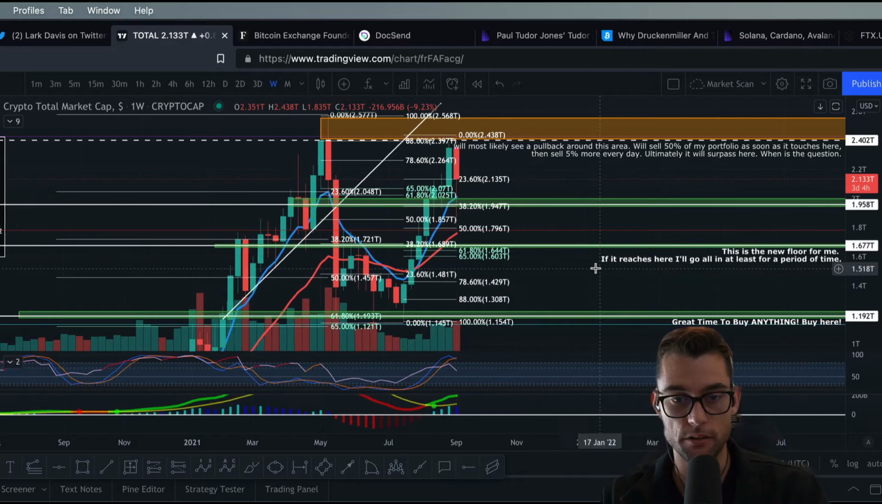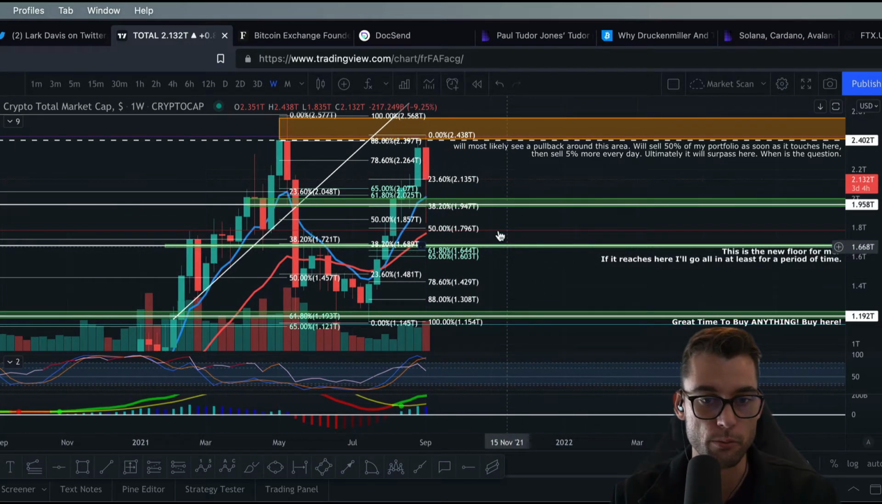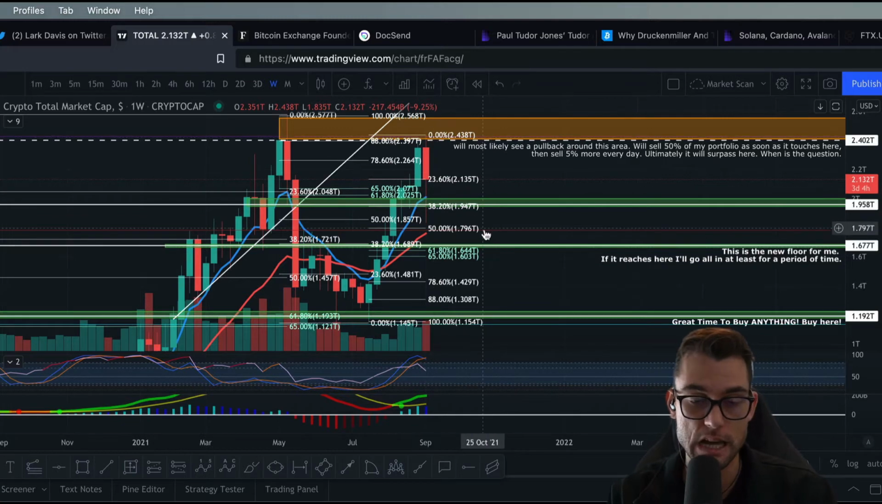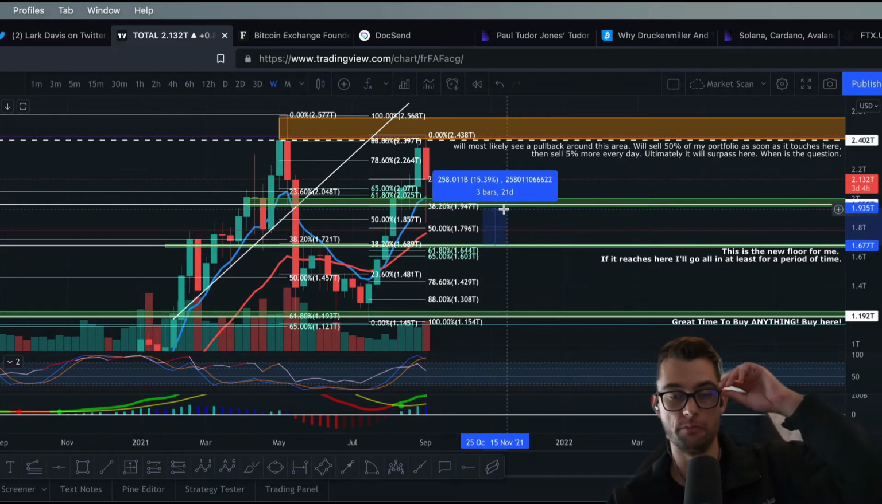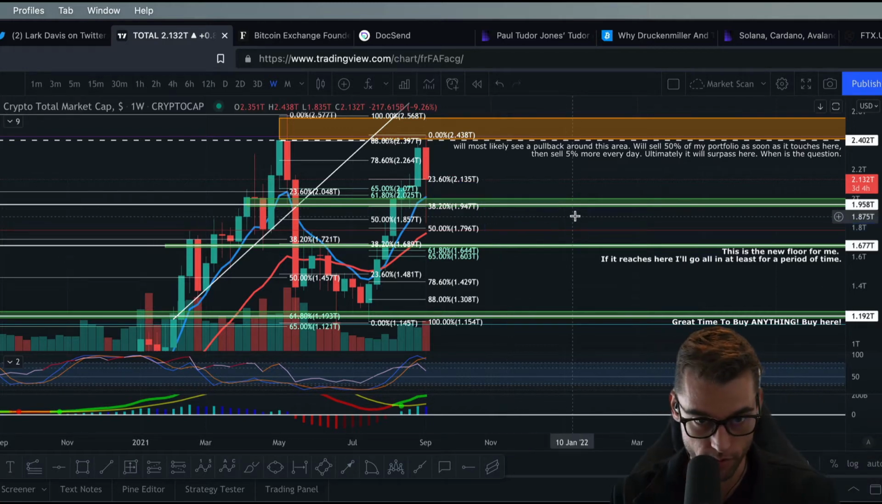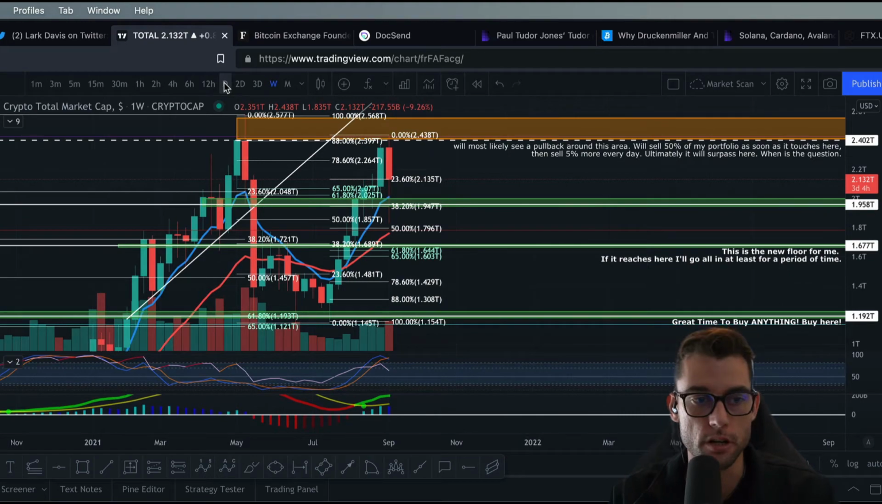If it comes back down, I'll grab a ton here, because if this was the top, it will bounce from here and come all the way up to at minimum $1.94 trillion. So what can we see from the total market cap?